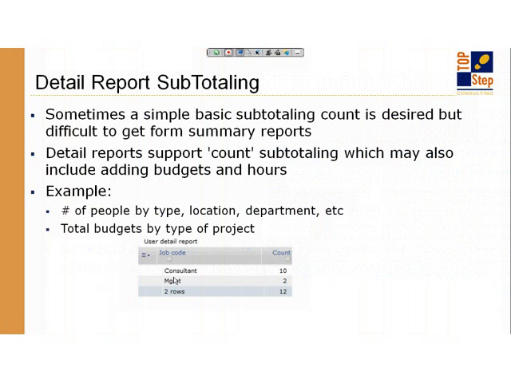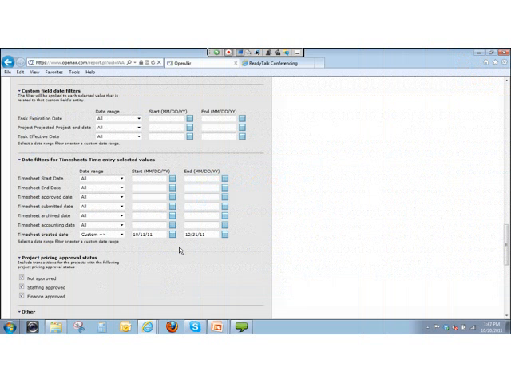So in its most simple case, like the screenshot example that's on the screen here, I did a count of the number of people that are in each of these job codes. And when I created that report, it was a user detail report. I said job code, then count, and I'll walk you through how I created that.